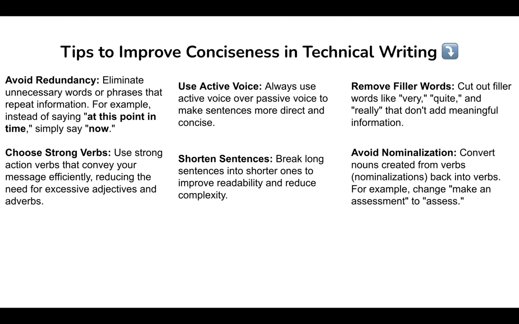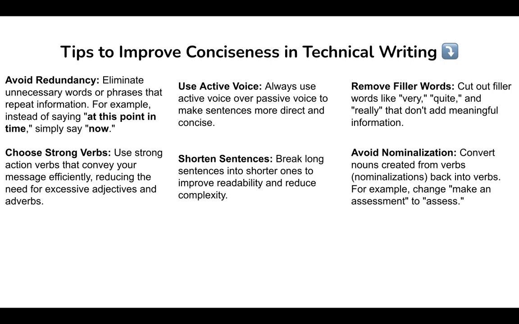So avoid nominalization. So nominalization means using nouns that are created from verbs, right? So you have to convert them back into verbs. For example, if you want to say "make an assessment," you just remove the "make" and the "ment" in "assessment" and just say "assess." "Make an assessment by going through your code and figuring out some errors." Just shorten it to "assess your code so you can figure out the errors and fix them."